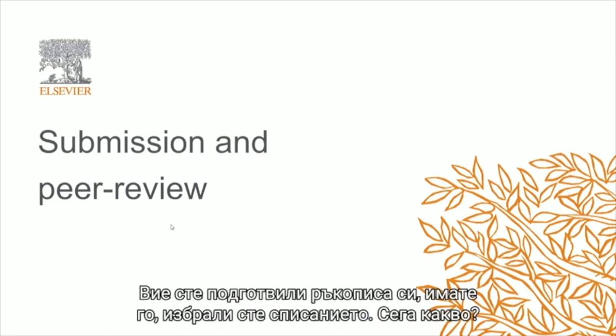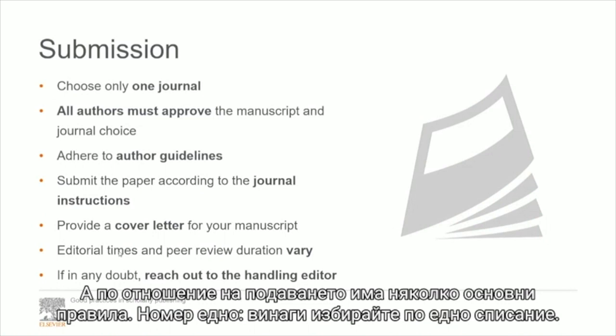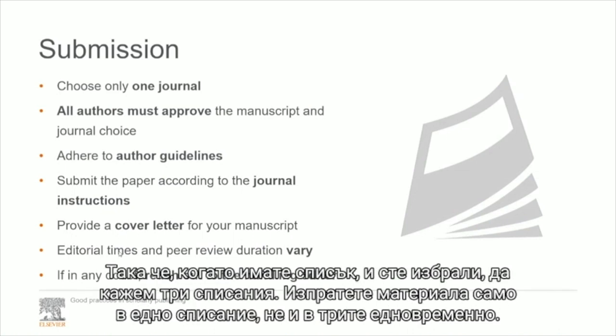You have your manuscript prepared, you have it ready, you chose the journal, now what? Now you want to submit it. And in terms of submissions, there are a few ground rules. Ground rule number one, always choose one journal at a time. So when you had that list, you chose, let's say, 3 journals which you love the most, send it to only one journal, not to all 3 at the same time.